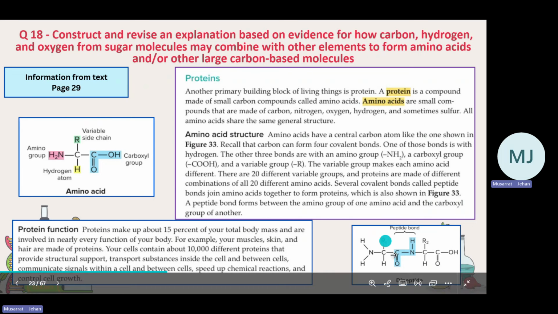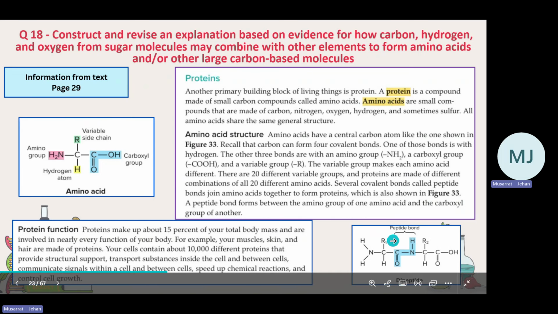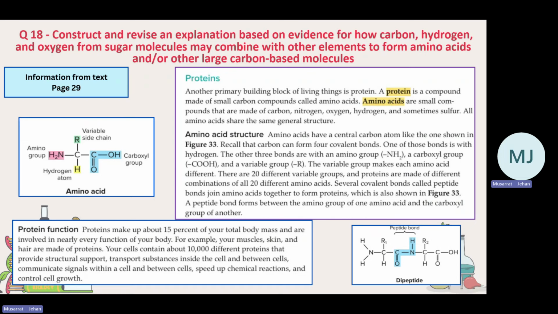Where is it formed? This is the amino group of one amino acid and the carboxyl group of the other. So it is a bond formed between the carboxyl group of one and the amino group of the other amino acid. I think that would be clear.